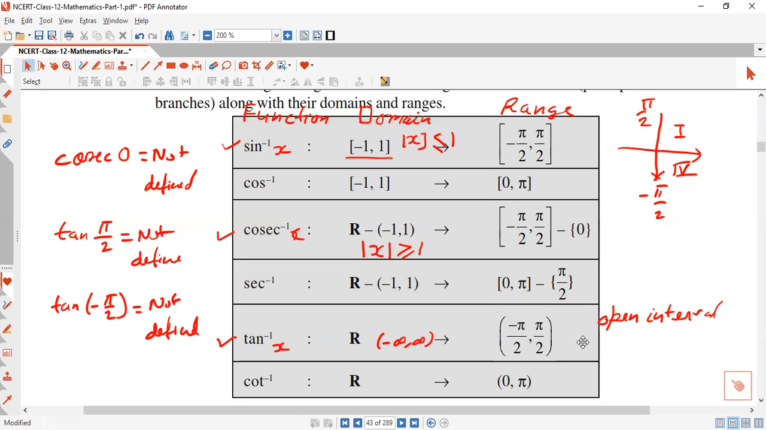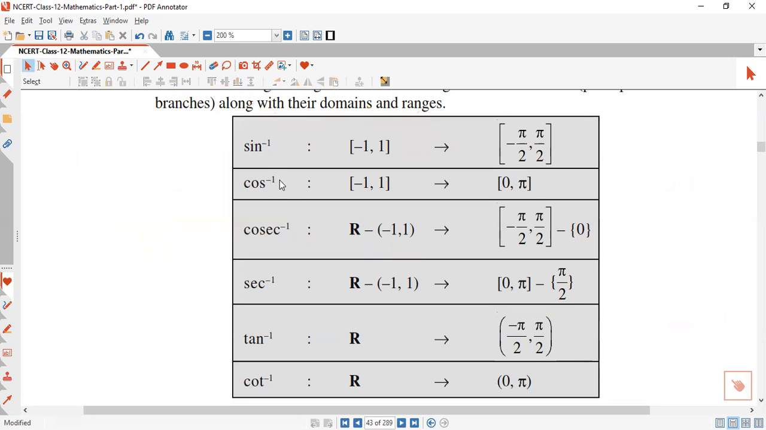Similarly, I can explain the function cos inverse x. The domain is minus 1 to 1, meaning x can take values only from minus 1 to 1, or you can say mod x is less than or equal to 1, meaning x lies in the range of minus 1 to plus 1.